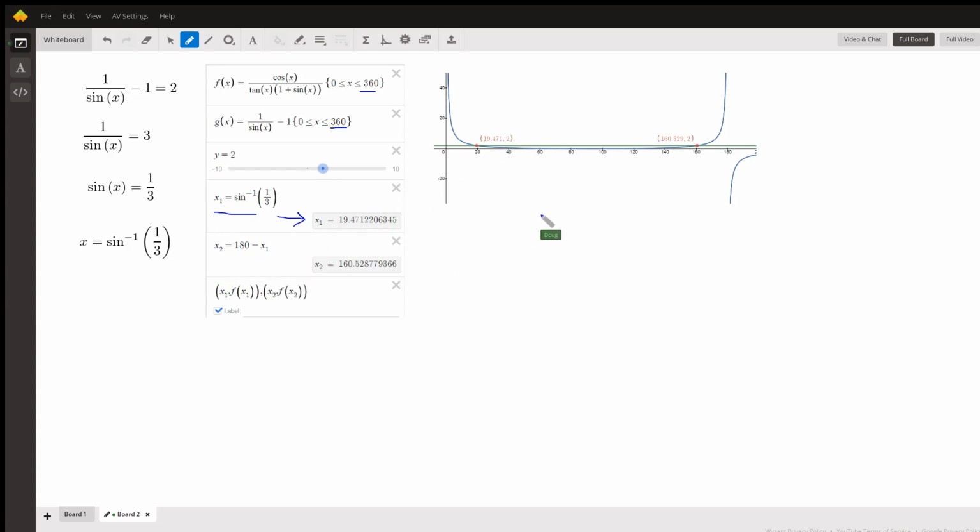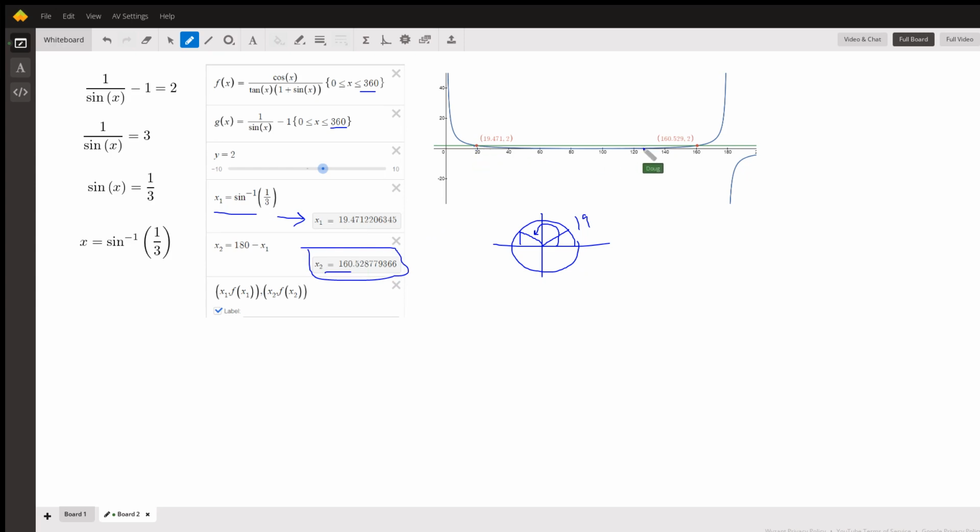There's another angle in the interval from 0 to 360. There's your unit circle. So here's 19 degrees. And over here, that angle also has a sine of 1/3. And that is 180 minus 19 degrees, or 160. Okay, so there's your two answers.